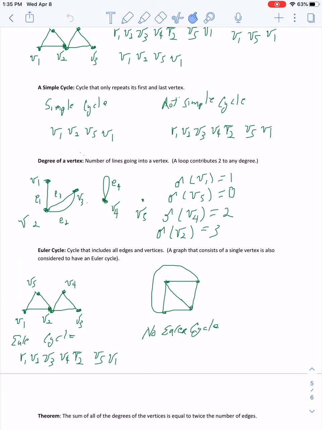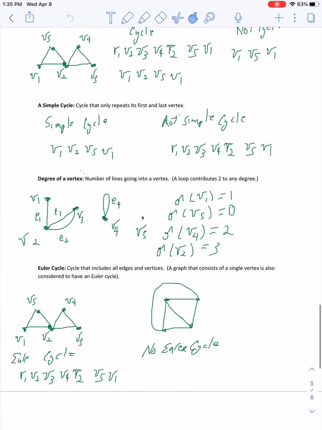Finally, we're going to look at three structures. The first is called a simple cycle. And what's a simple cycle? Well, it's a cycle that repeats only the first and the last vertex. So to be a cycle, it's got to repeat the first and the last vertex, but I cannot repeat a vertex inside the cycle itself.